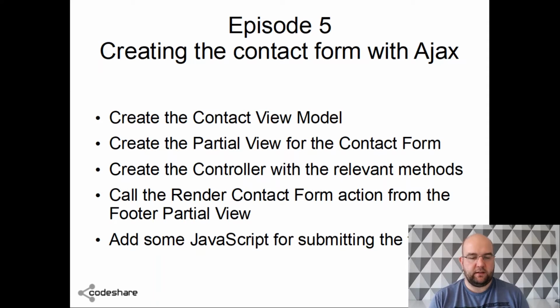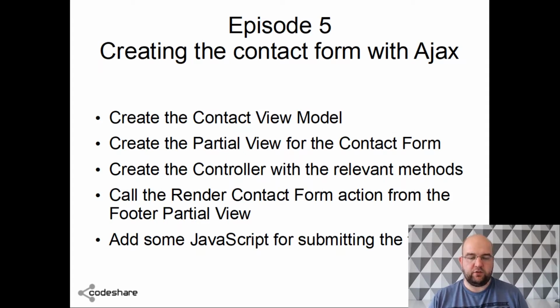To start with, we'll create the contact view model, which is going to store the name, the email and the message. We're going to add some things like required attributes or email attribute for validation. We're going to create the partial view for the contact form. That's what's going to render the contact form.